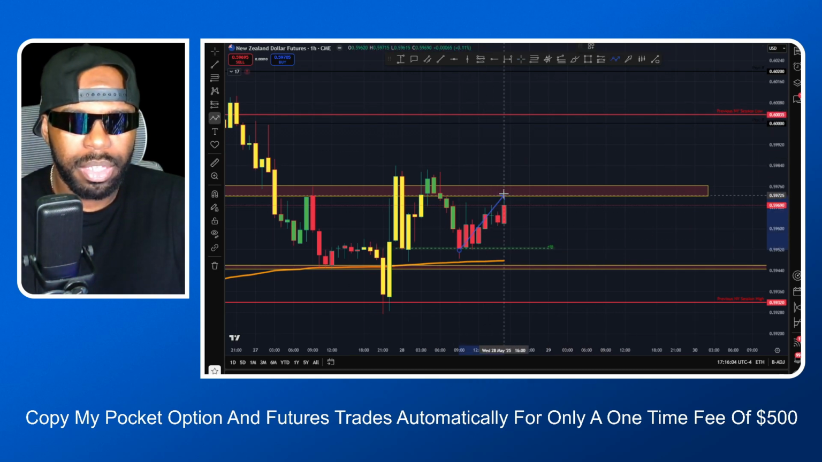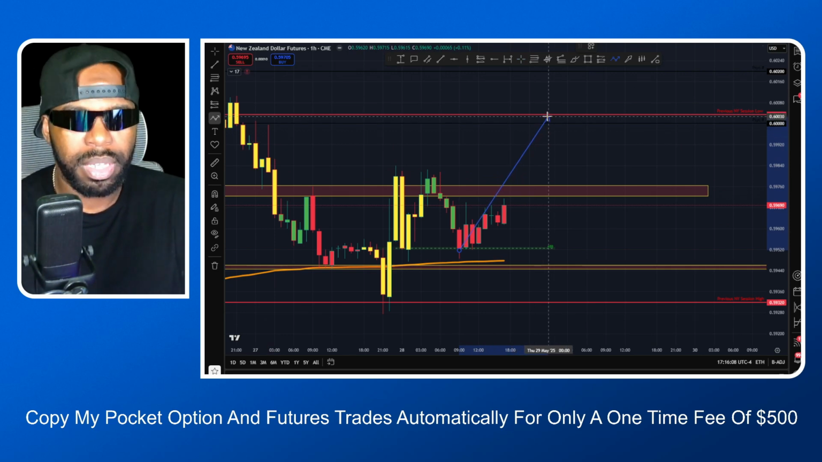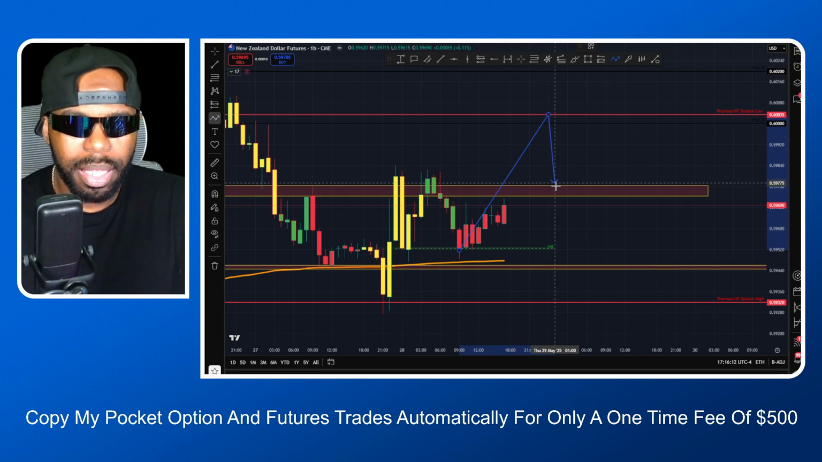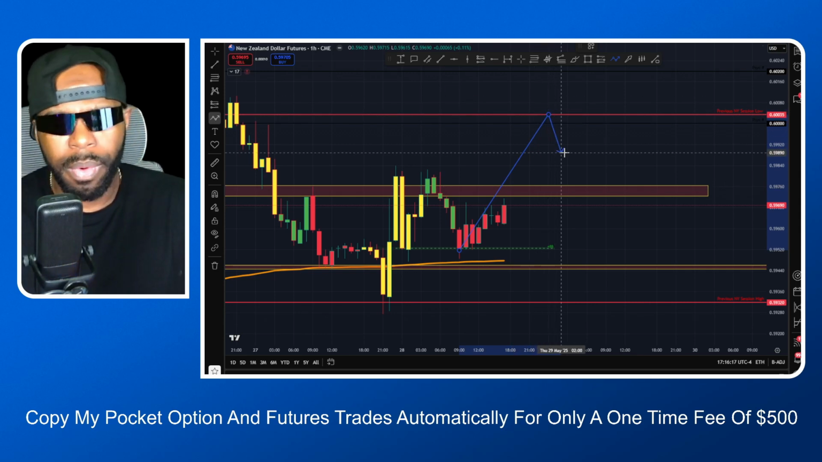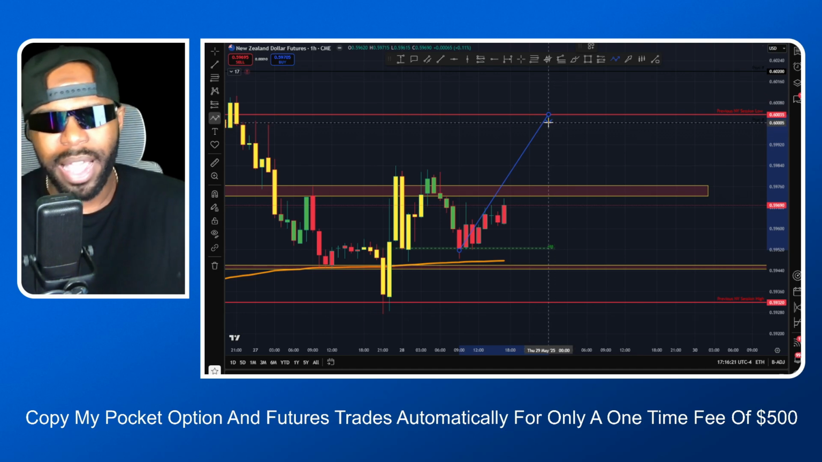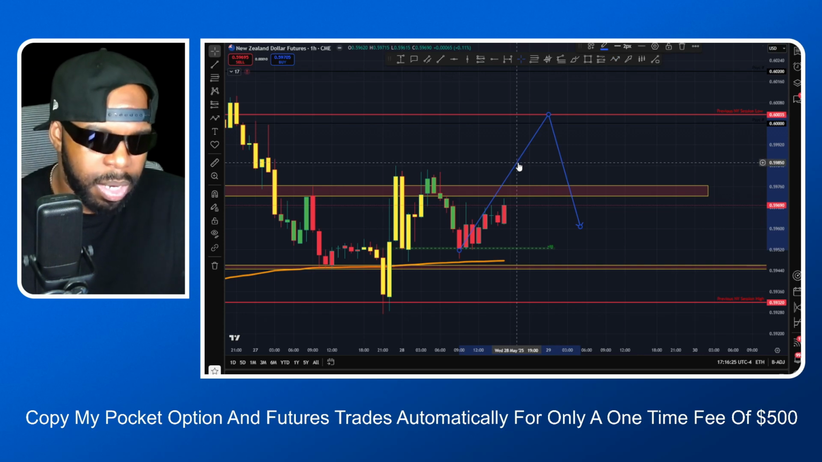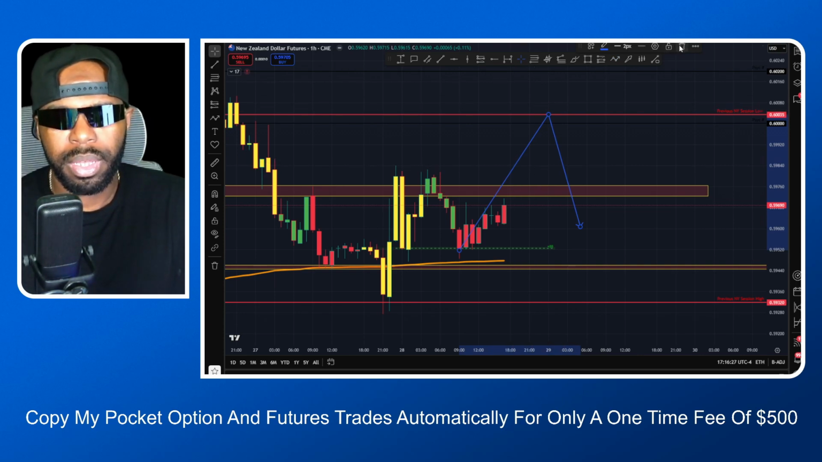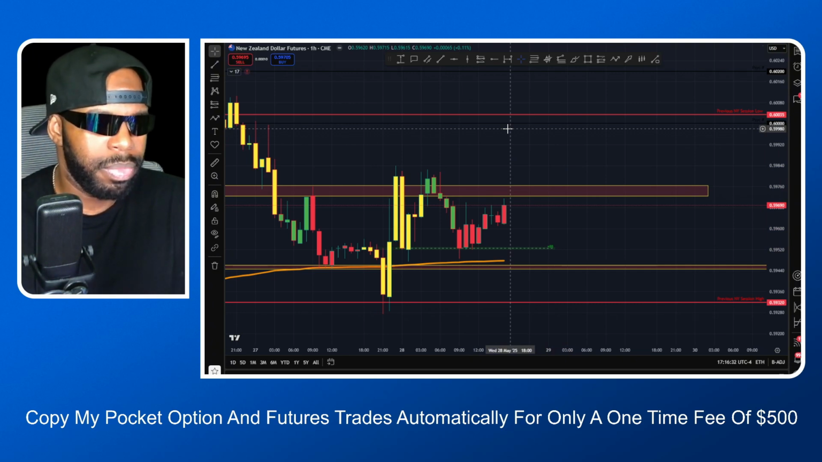Also, I have a U.S. session low here. This is from previous days. You can also use this if price is up around this area around tomorrow's U.S. session. You can use previous U.S. session highs and low zones to take trades off of. Okay, so there's many scenarios that can play out. It all depends on where price is at that time.